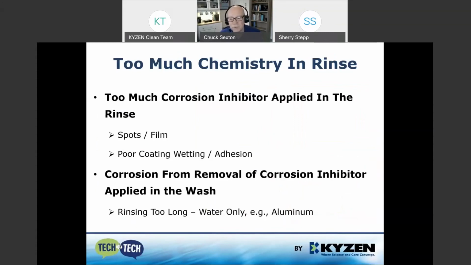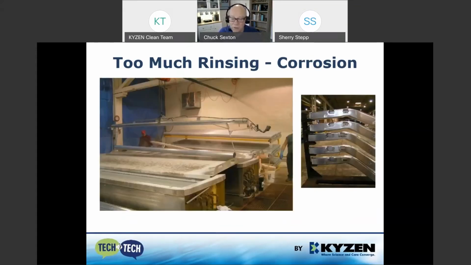Too much chemistry in the rinse can cause spots and film from the non-volatile components in the rinse drying on the parts. And corrosion can result from removal of corrosion inhibitor applied in the wash stage. And I like this comment because often customers think that if you rinse for 2 minutes, that's great, and 10 minutes must be even better. And that's not always the case.